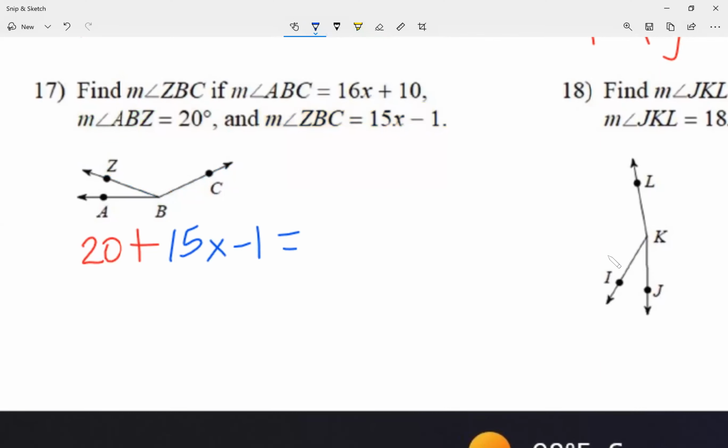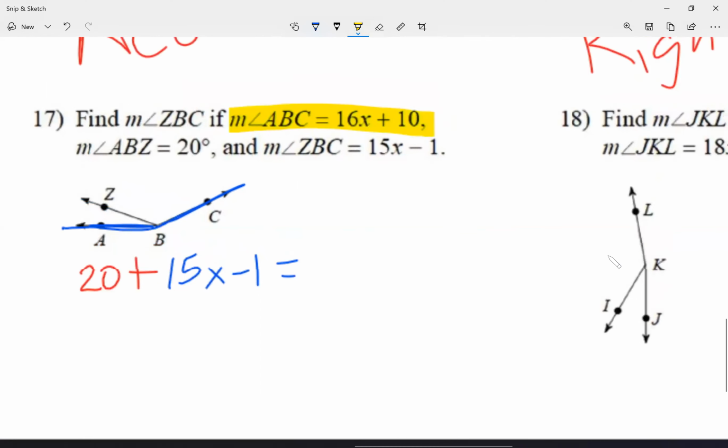Now the big angle, I want you to focus. Use the three letters that make that corner. Leave the vertex in the center. I'm going to call that angle ABC, but I know the angle ABC is 16x plus 10.